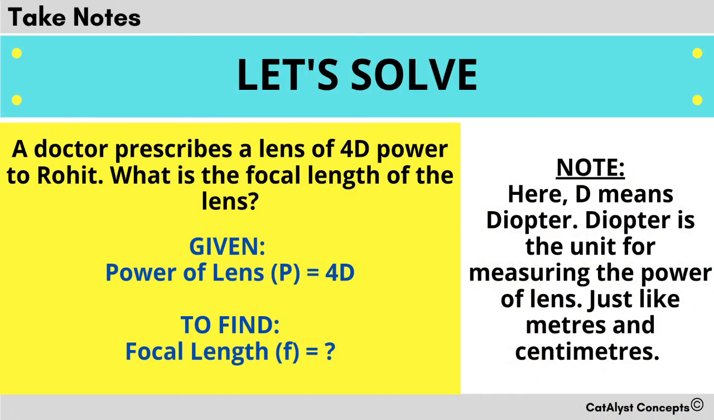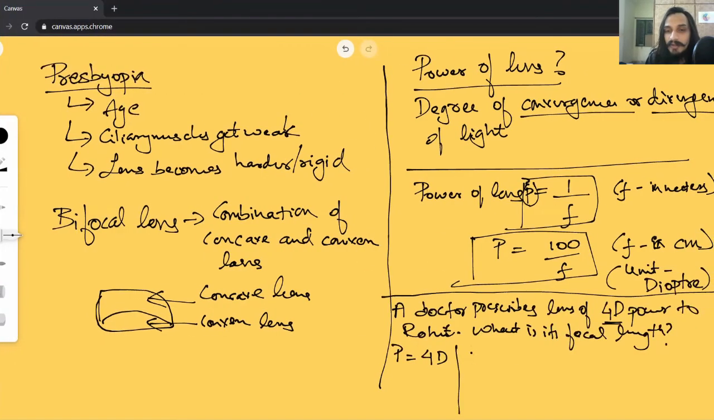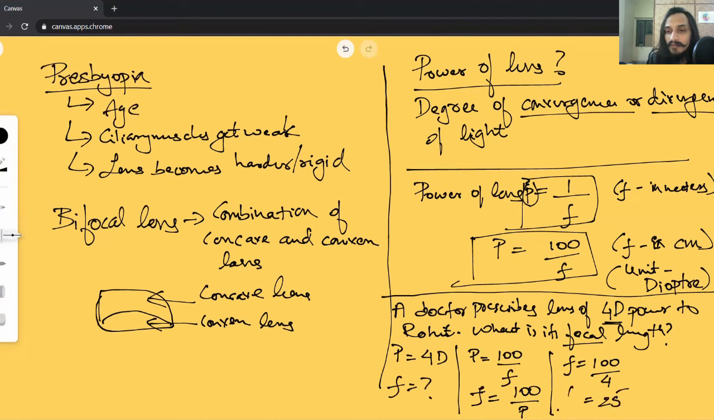So if I have to do that, I'll simply do P equals, I can do 1 by F or 100 by F. I'll do 100 by F. 100 divided by F. Now I can cross multiply. I can write this as F equals 100 divided by P. Since we don't know what is F, we need to find focal length, so I did it like this. Now, F equals 100 divided by, what is the power? It's 4. Which is nothing but 100 divided by 4 is 25. And since I did 100 by F, it means I'm going to get my answer in centimeters. So that is 25 centimeters. Simple. So the focal length of my lens will be 25 centimeters.